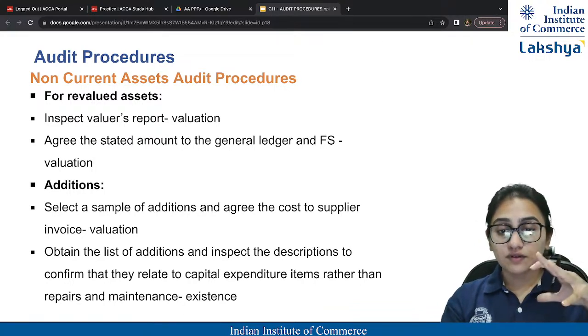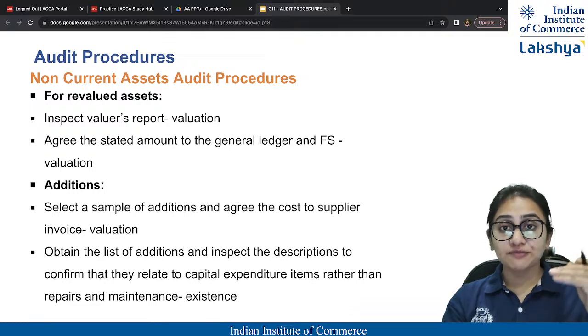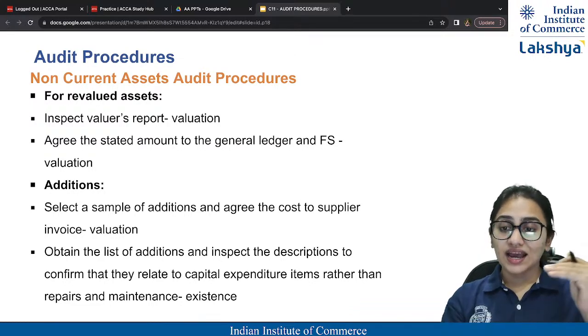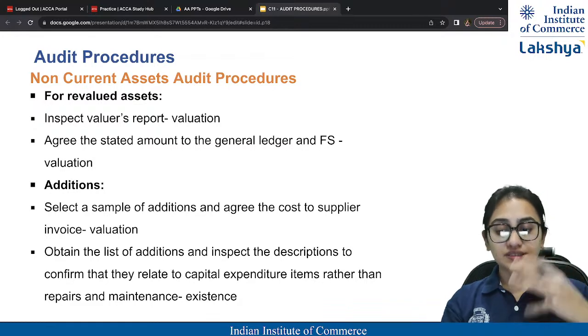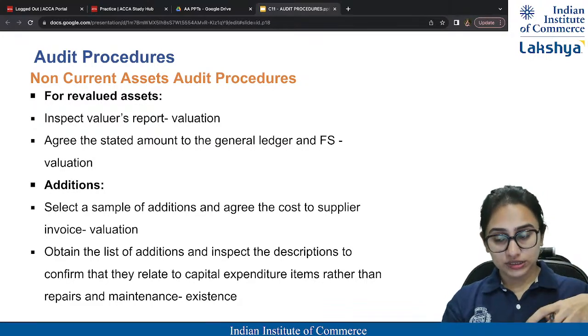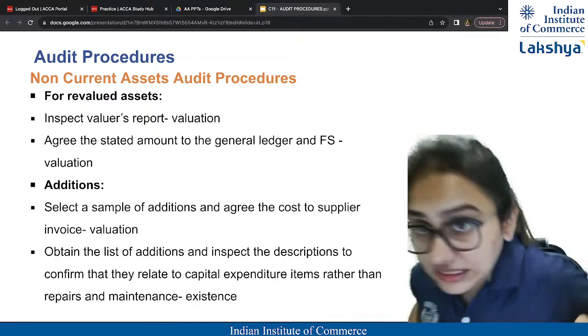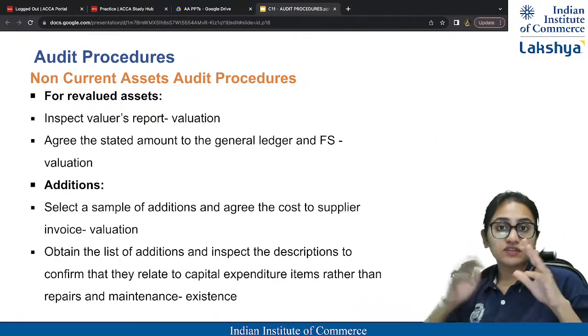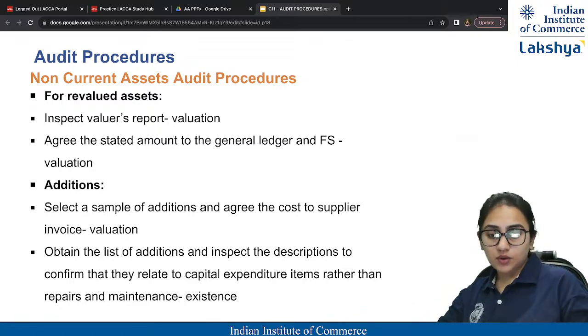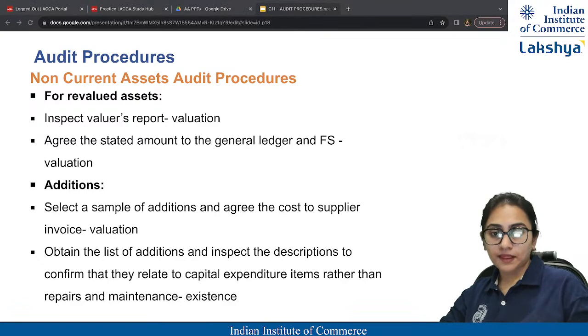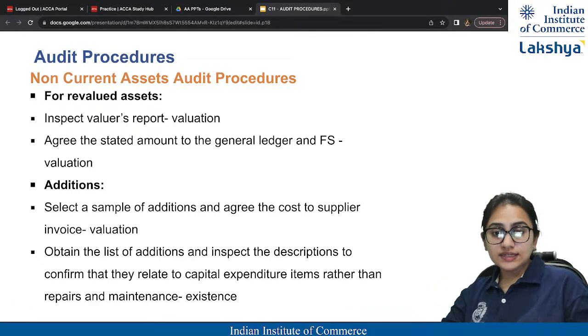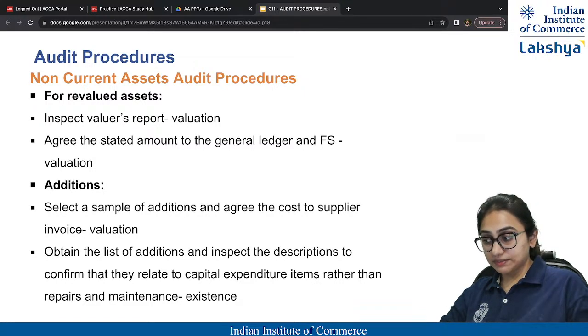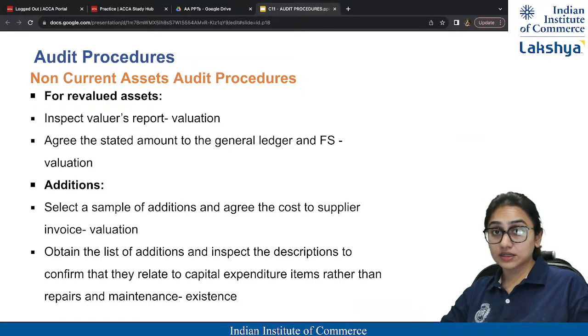Then, if I have a plant and machinery and during the year I have made some additions to that plant, I have increased the plant, or maybe I have made some deductions. Additions means purchase of new plant and deduction means selling of the existing part of the plant. If that is the case, then what needs to be done? If there is addition, select a sample of additions and agree the cost to supplier invoice. That means checking if the addition has really been done or not.